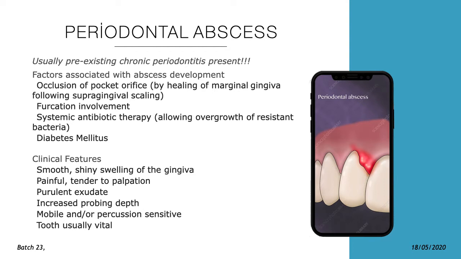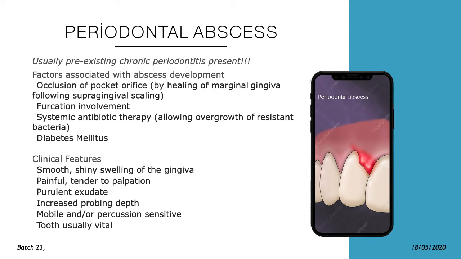The clinical features of a periodontal abscess will be a smooth, shiny swelling on the gingiva, painful and tender on palpation. There will be purulent exudate. There will be increased probing depth, mobility, and percussion sensitivity.